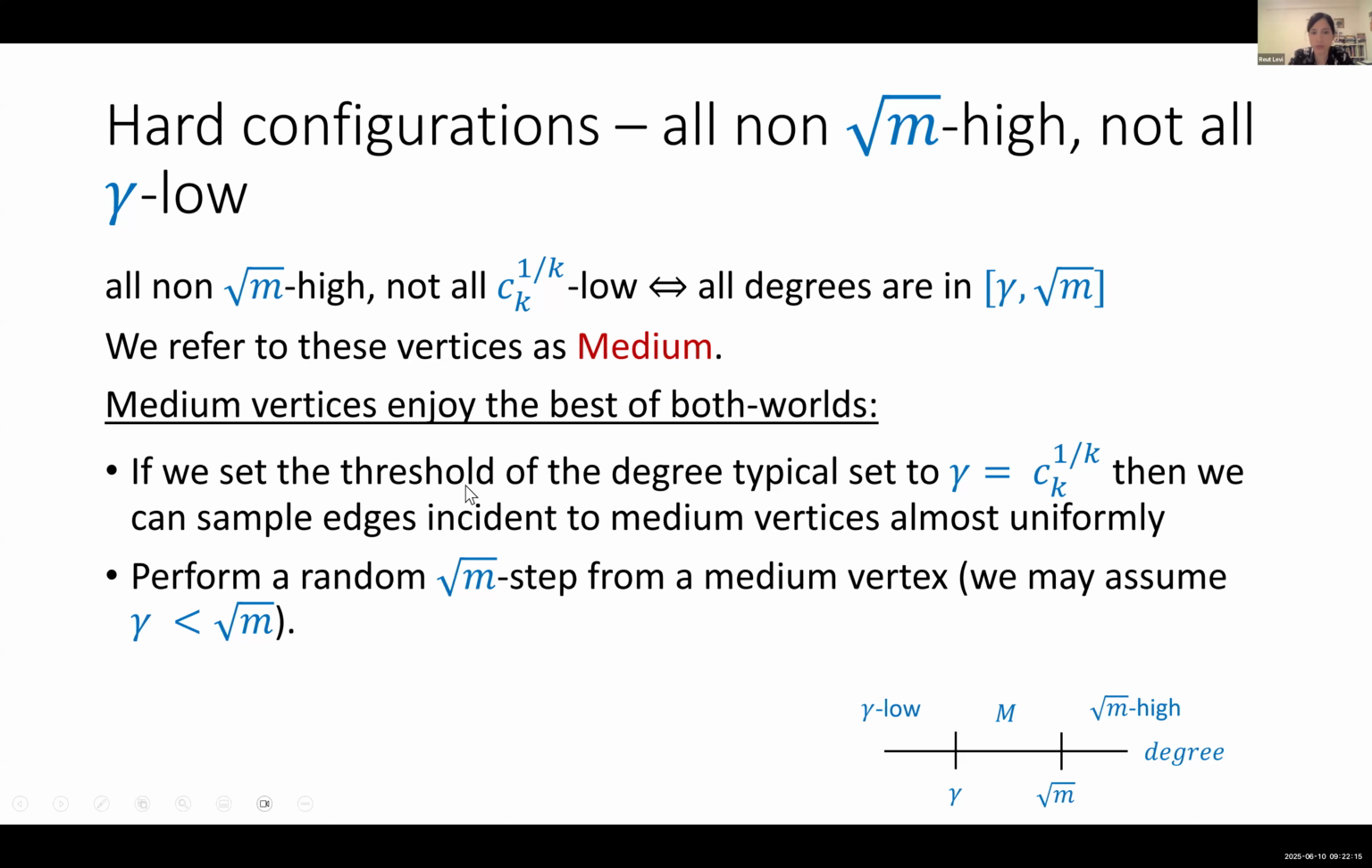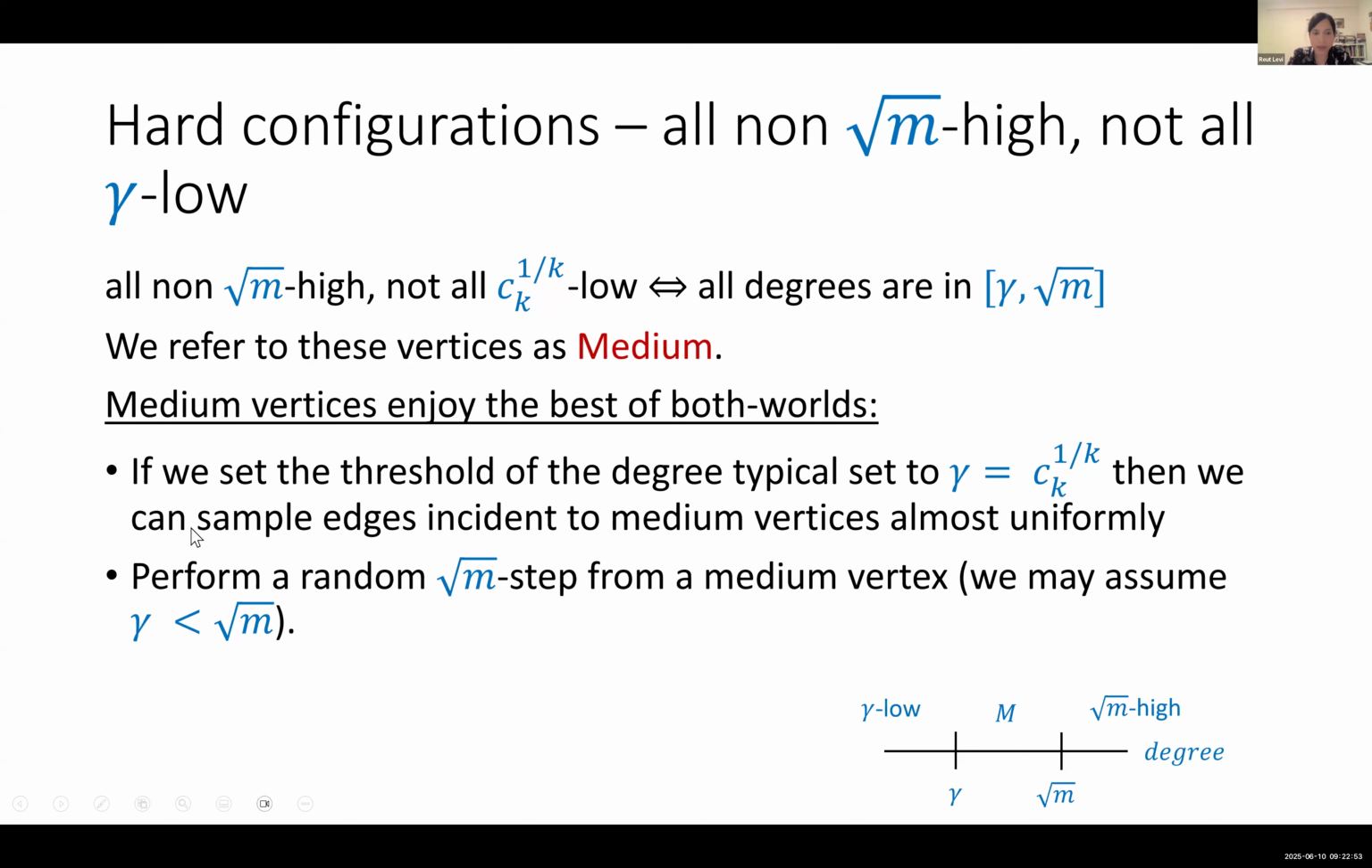Namely, if we set the threshold of the degree typical set to be gamma instead of square root of m, namely that it supports sampling edges uniformly from vertices of degree at least gamma, then we can sample edges incident to medium vertices almost uniformly. According to the query complexity, we are allowed to do so. We are allowed to reduce the threshold to be gamma, since this means that the size of the degree typical set would be roughly n over gamma.